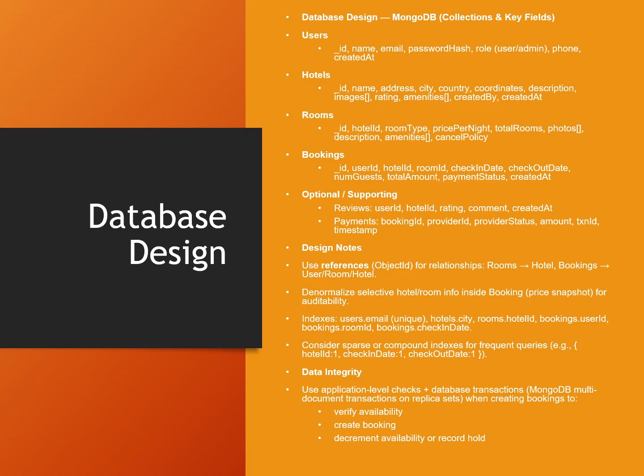Because booking involves multiple collections, like checking availability, saving the booking, and updating availability or holds, I use MongoDB transactions in the backend to ensure atomicity and avoid race conditions. Finally, I keep optional collections like reviews and payments separate so they can scale independently. This design balances query performance, flexibility, and data integrity for a production-ready hotel booking platform.